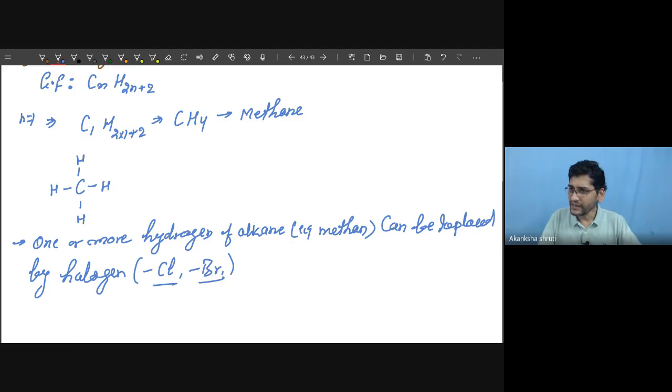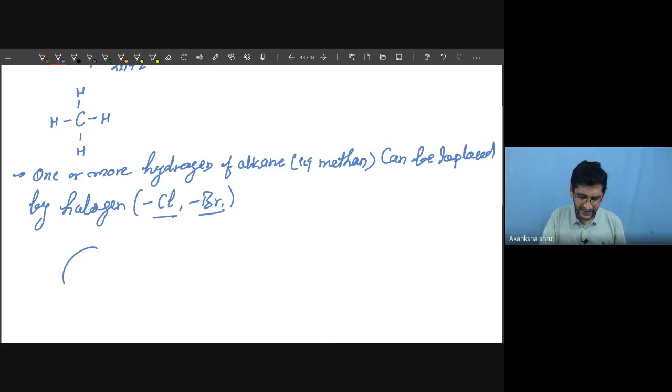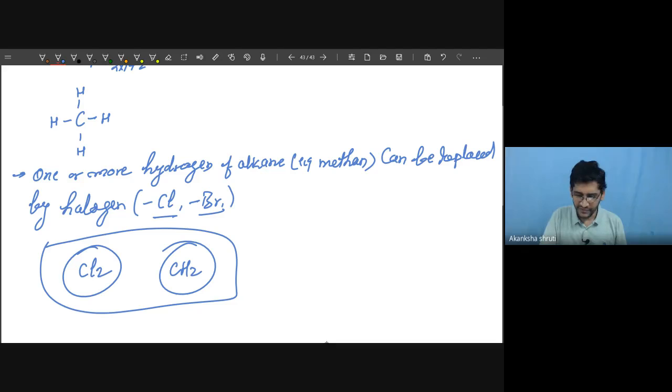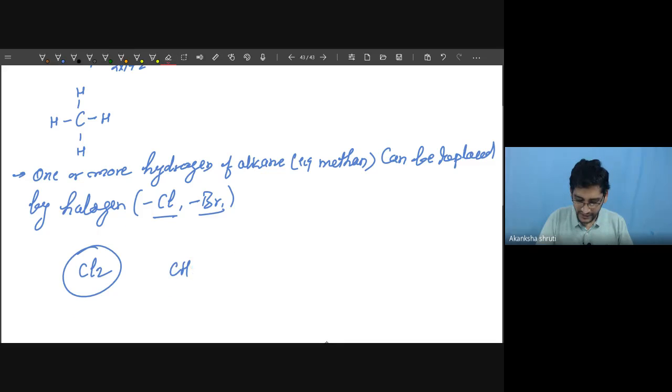For this replacement, what do we need to put? We need to put the chlorine gas in this methane gas. Do you think just adding the chlorine gas, means chlorine is also in the form of gas. This is the chlorine gas Cl2. This is the methane gas CH4. You just mix it together, will you get the hydrogen of this methane replaced by chlorine? No, no, no. That reaction will not happen. For that, some catalyst or some additional condition is required.